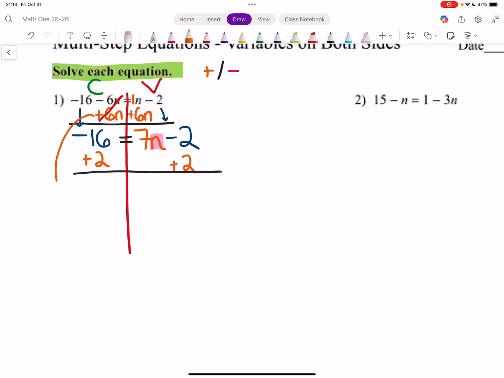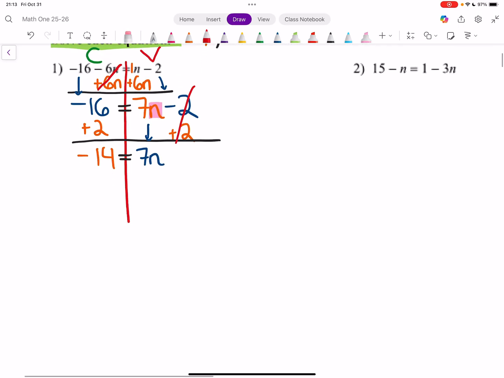As I simplify from left to right, I'm doing calculator work on the left-hand side there. It tells me the result is a negative 14. I write the equal sign. There's no math to do yet with the 7n, so I'm just going to write it again, and negative 2 added to 2 is 0.